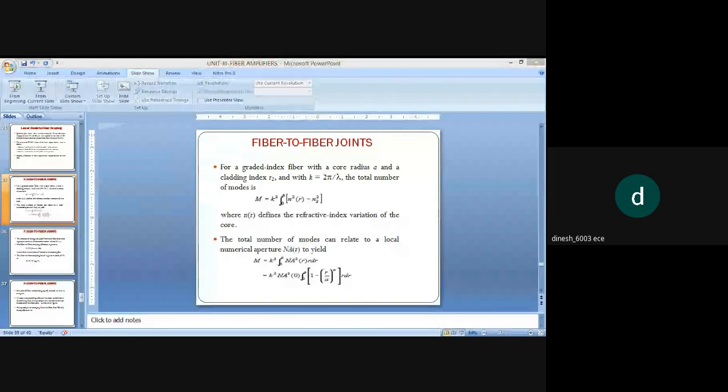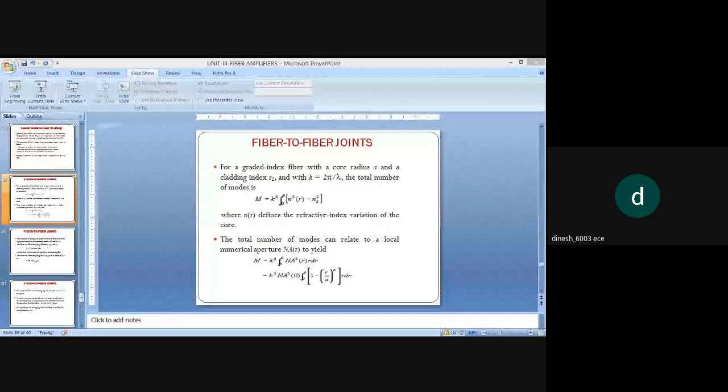The number of modes can relate to the local numerical aperture. M is equal to k square n a square, 0 to 2, 1 minus r by a the whole power alpha dr. So the fraction of energy coupled from one fiber to another fiber is proportional to the common mode volume.